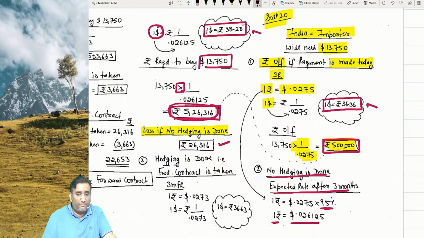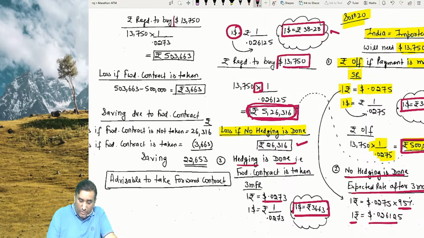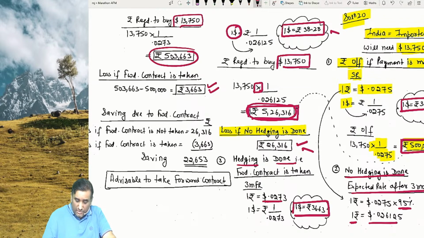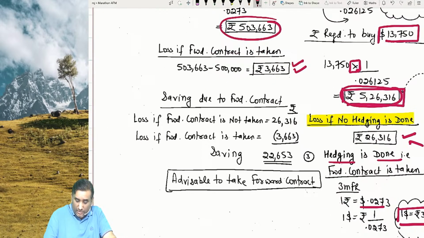If hedging is done, the bank is ready to do an agreement at 0.0273, which means approximately 36.63. So there would still be a loss. The rupees required to buy 13,750 would be 503,663, which is 3,663 higher than the original 5 lakh. That means my loss will still happen, 3,663, but this loss would be lesser than if I had not done this forward contract. So we say saving due to forward contract.